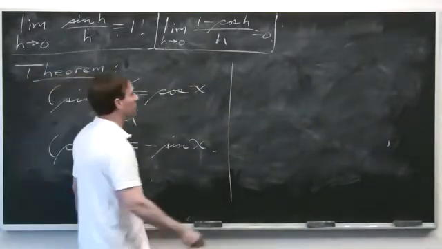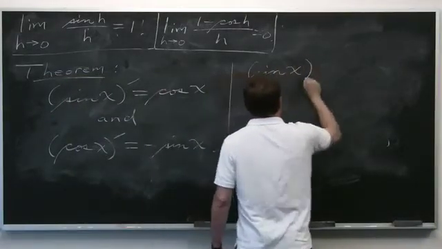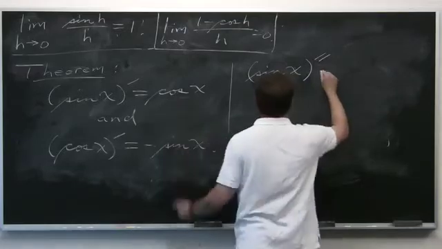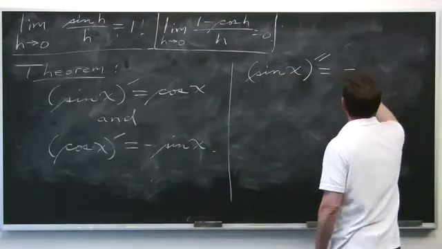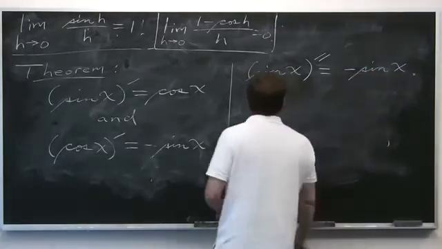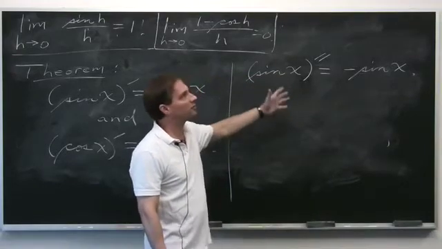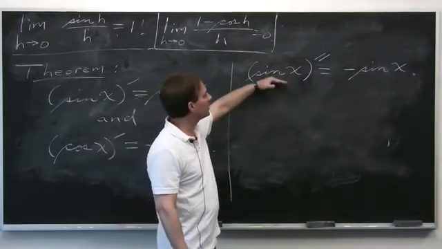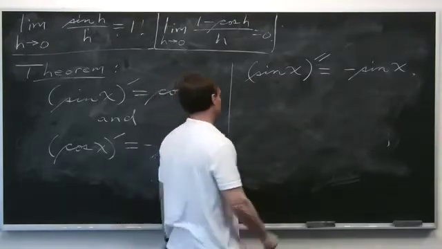So what's the second derivative of sine of x? Well, it's the derivative of the derivative. So it's the derivative of cosine of x. But the derivative of cosine is minus sine. All right, so sine of x, it's kind of reminiscent of e to the x. The derivative of e to the x is e to the x. The second derivative of sine of x is not sine of x again, it's negative sine of x.